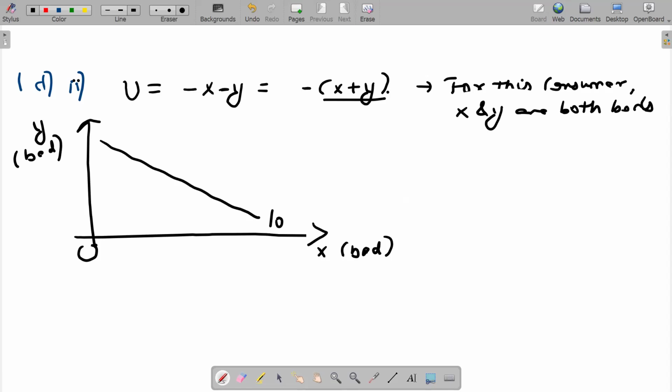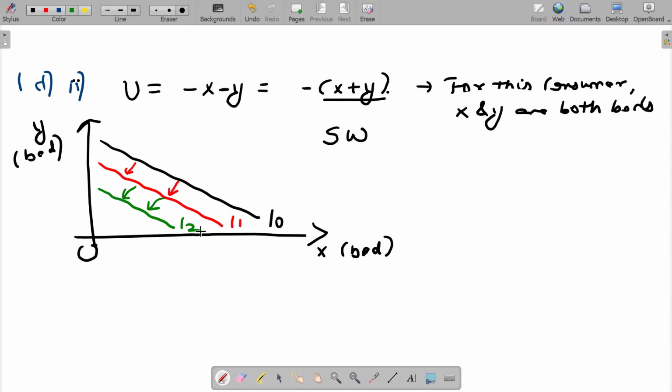And because both of them are bad, my preference is in the south-west direction. My higher indifference curve will be in this direction. I'm going south and I'm going west. A higher indifference curve further is going to be in this direction. So this direction is the southwest direction we are going. Okay, so hoping students have understood this.